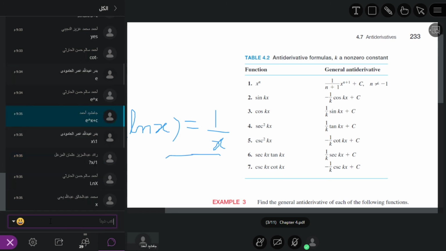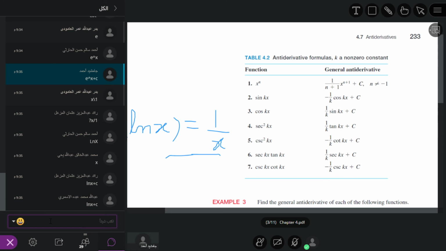Yes, my question is now: what is antiderivative? Yes, Ahmad Salem, you are correct. So antiderivative, yes, Raed Abdullah is correct. The antiderivative of 1 over x is ln x plus c.